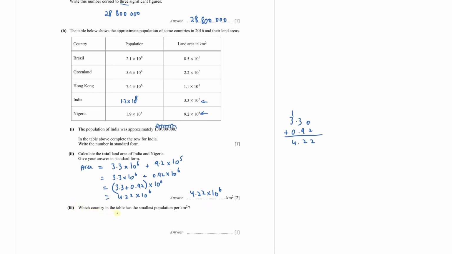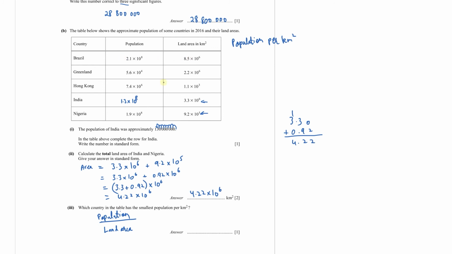The next part is: which country in the table has the smallest population per kilometer square? So you're basically calculating population per kilometer square. That means population divided by land area to get population per kilometer square. You don't have to actually calculate each of these values. This is basically population density, right? Population per kilometer square.